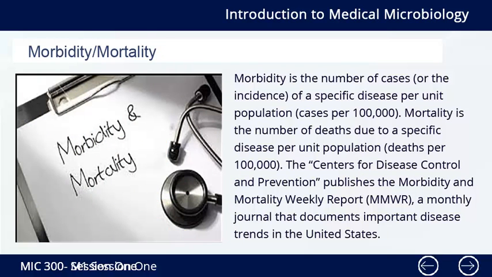Morbidity and mortality. Morbidity is the number of cases or the incidence of a specific disease per unit population, that is, cases per 100,000. Mortality is the number of deaths due to a specific disease per unit population, that is, deaths per 100,000. The Centers for Disease Control and Prevention publishes the Morbidity and Mortality Weekly Report, MMWR, a journal that documents important disease trends in the United States.